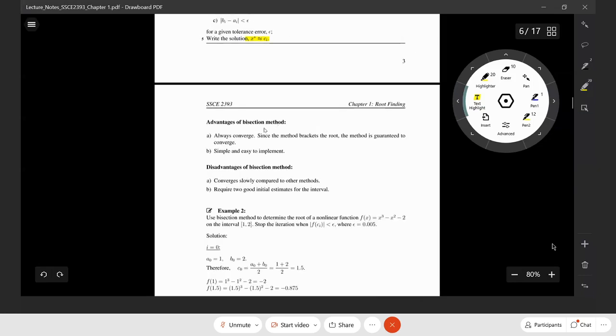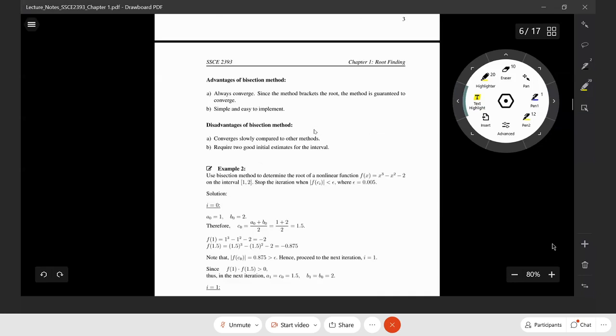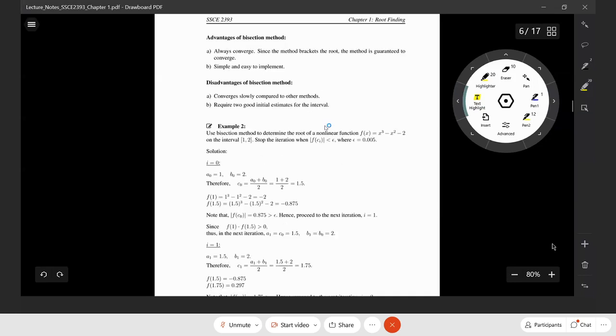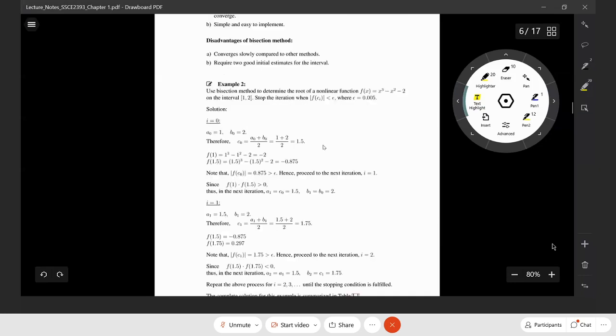So please read on your own for the advantages and disadvantages. Sometimes for 1 mark questions, we do ask these. So read on your own. If you cannot understand, then you can refer to me later. Now for example 2. Since you already have the solution in your notes, just focus on the explanation.